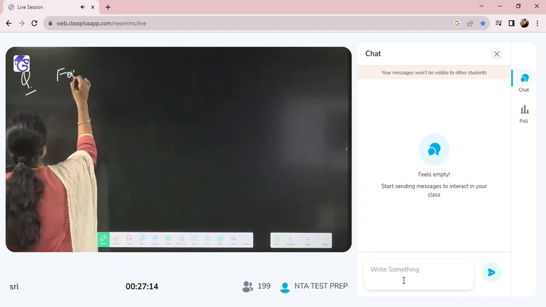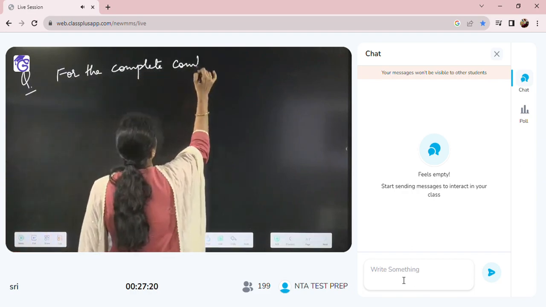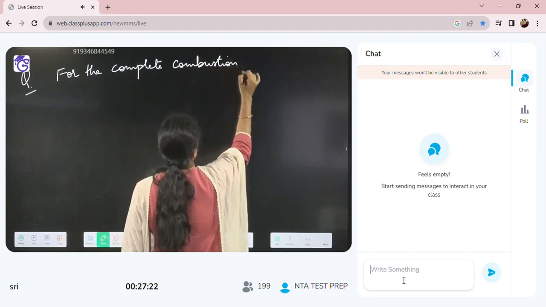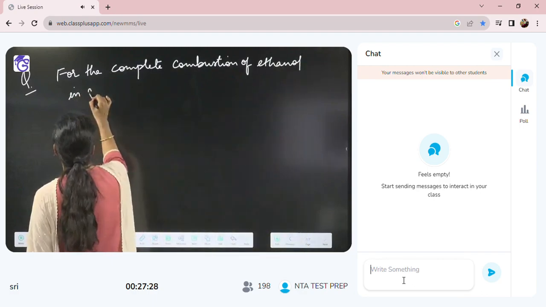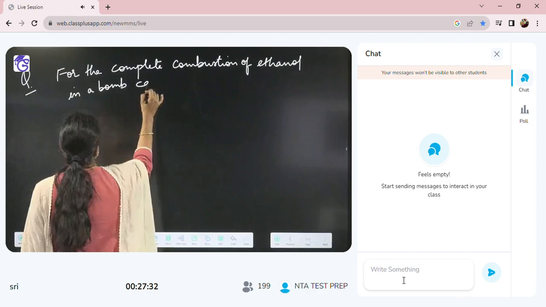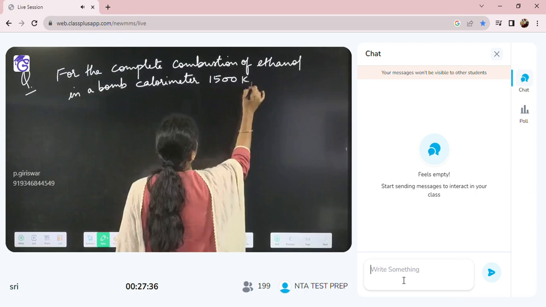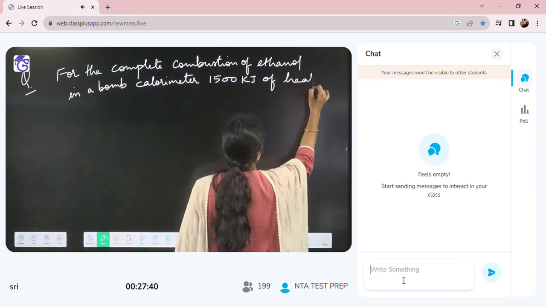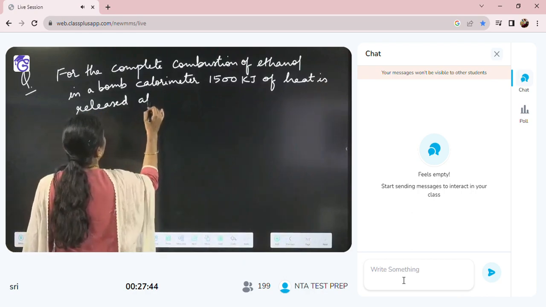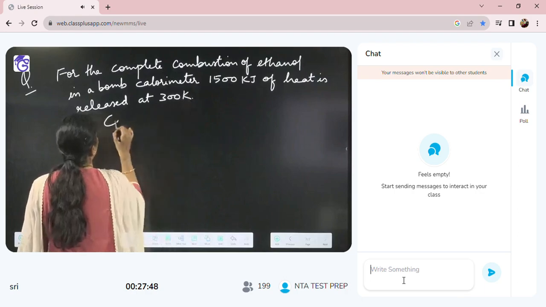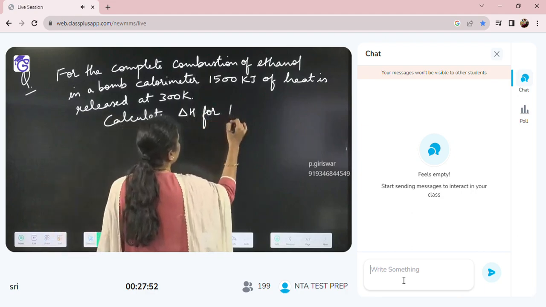Let us go for the complete combustion of ethanol in a bomb calorimeter. 1500 kilojoule of heat is released at 300 Kelvin. Calculate delta H for the reaction.